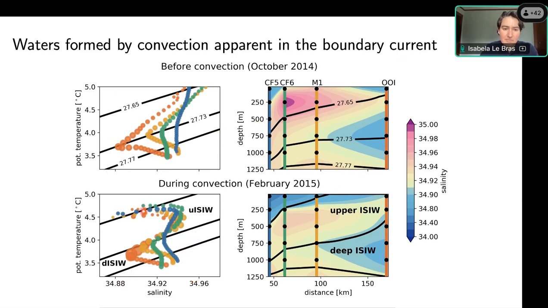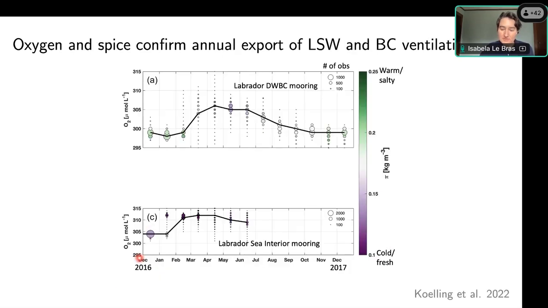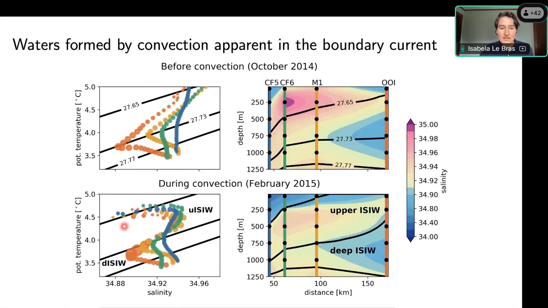And I'm actually going to start here on the bottom left. The size of the circle shows you how much water there is in a particular TS class. And the big thing that jumps out here is that we have this large formation of deep Irminger Sea intermediate water. And that's really similar to Labrador Sea water. I'm just calling it Irminger Sea intermediate water because it's very clearly formed in the Irminger Sea. So it has a bit of a different flavor, different properties. So you see this big mass of this deep Izzy water formed here offshore at the OOI mooring.